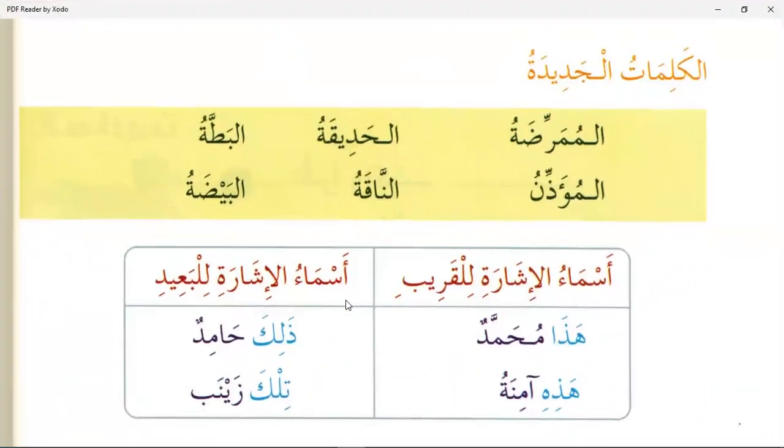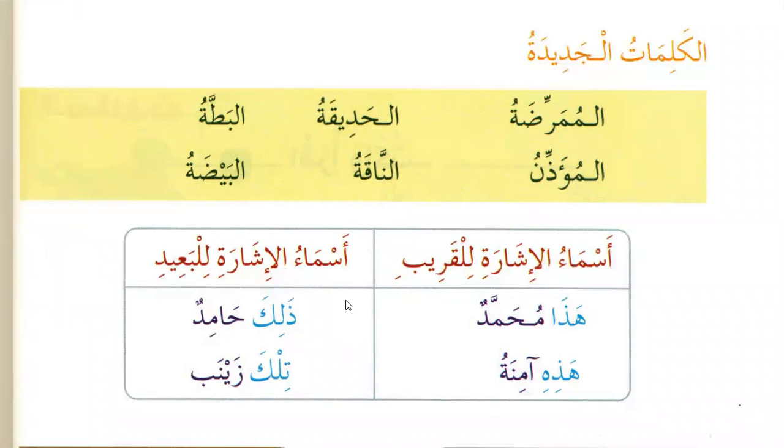Okay, who wants to read these words? Miss Rama, continue. Almumaridatun. Alhadikatun, the garden. Albaidatun. Almuazinu. Anakatun, she camel. Albaidatun, egg. Continue reading.